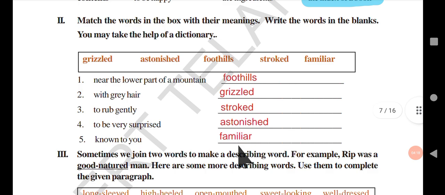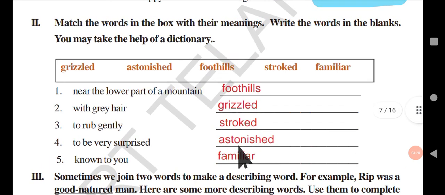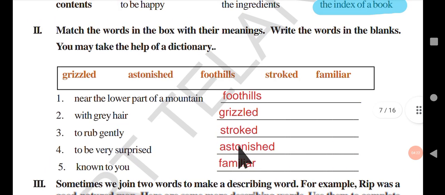Next one, look at Roman 2 here. Match the words in the box with their meanings. Write the words in the blanks. You may take the help of a dictionary. Now you have some sentences here, 5 sentences. You have to get the meanings of these sentences in a single word. Look at the first one.